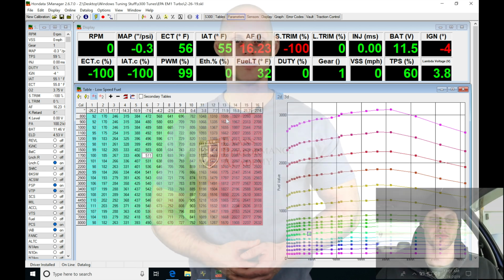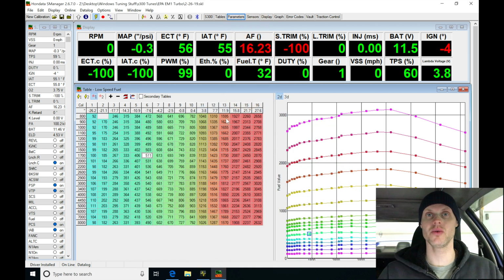Okay, so welcome to our day 2 here of tuning our turbo EM1 on Hondata s300. Now, we're going to be specifically taking a look at our cold starting. So in the previous day, we tuned all of the main fuel tables, so I tuned everything in my low and high cam, and everything's going to be dialed in correctly to that target air fuel that we wanted.